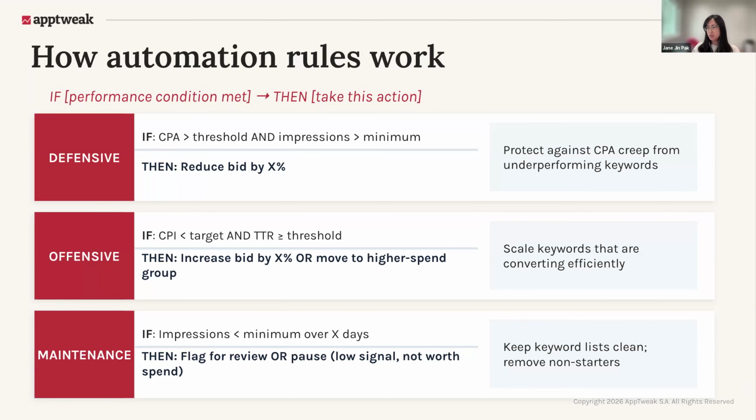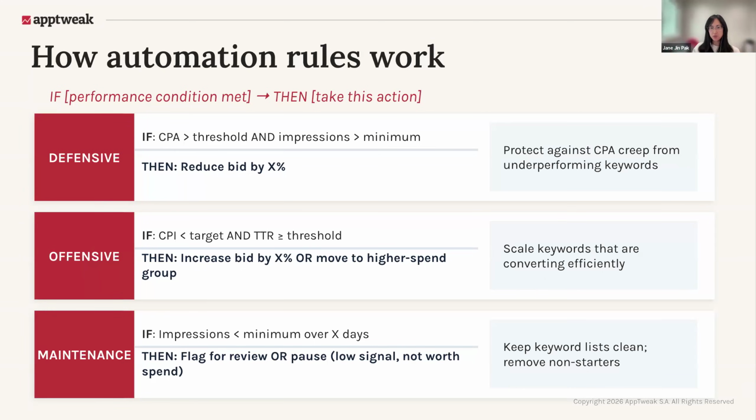The second one is offensive. This is when you are really conquesting, I would say. I find this one mostly for when you have a CPA target or a ROAS target, and you see that it has really good performance and you want to try scaling it. For example, if your CPI or CPA is a certain percentage below target, then you want to increase your bid by a certain percent.